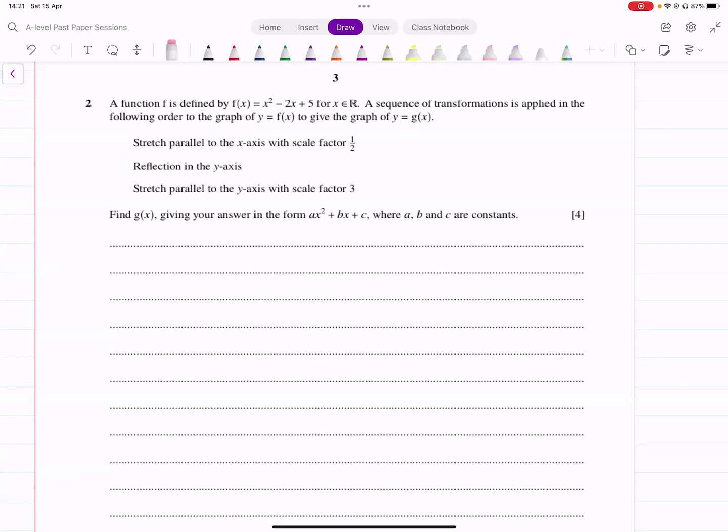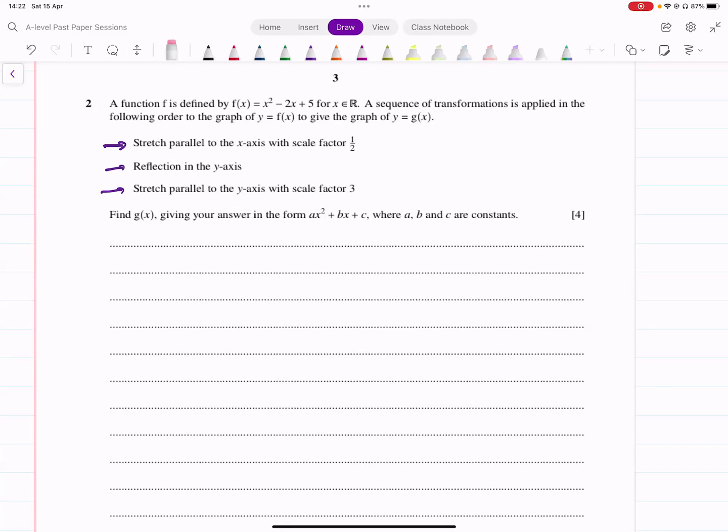f of x पे आपने एक कुछ transformations apply की हैं और उससे आपने g of x बना दिया है. What you have to do is you have to find g of x, giving your answer in the form ax squared plus bx plus c, where a, b, and c are constants. Okay. Now, how do we think about this? We have 3 transformations. One is stretch parallel to x-axis with scale factor 1/2. So that's horizontal stretch. The next one is reflection in the y-axis. Then you have stretch parallel to y-axis with scale factor 3.